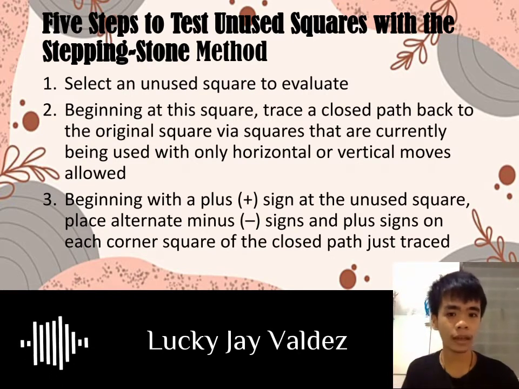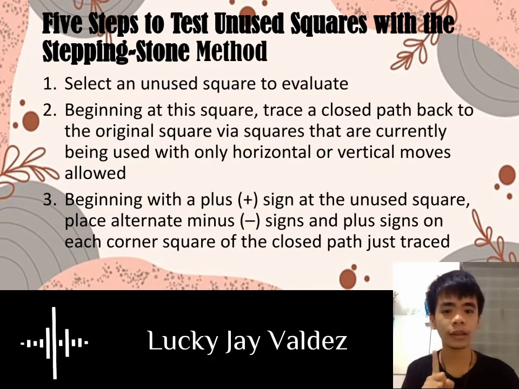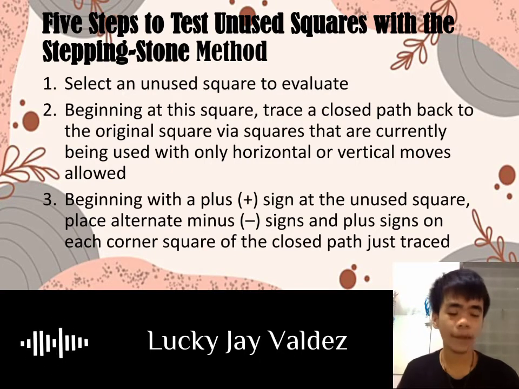So, doon sa napili natin na trace natin na closed path, so 4 yun guys yung unused, consistent dapat yan na plus sign yung ilagay natin. Yung 3 is alternately plus sign, ay minus sign, plus sign, and minus sign. So, ganon. Pag nalagay na natin yon, proceed na tayo sa step 4.